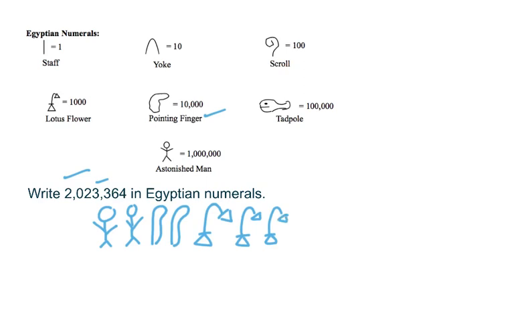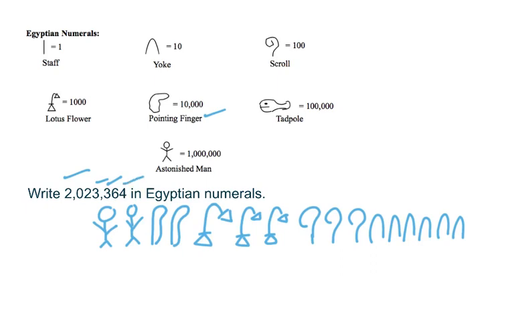And then we go to 300, so that's 3 scrolls. 1, 2, 3. 60s, that'd be 6 yolks. 1, 2, 3, 4, 5, 6. And then finally the 4 ones, and that would be 4 staffs. That would be 2,023,364 in Egyptian numerals.